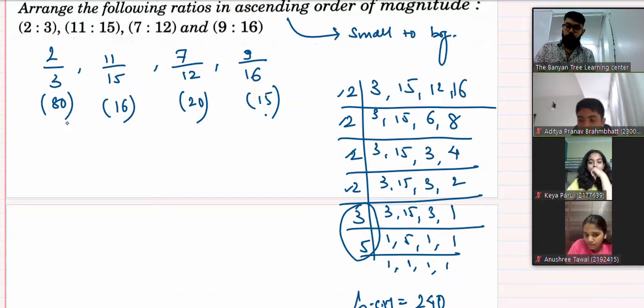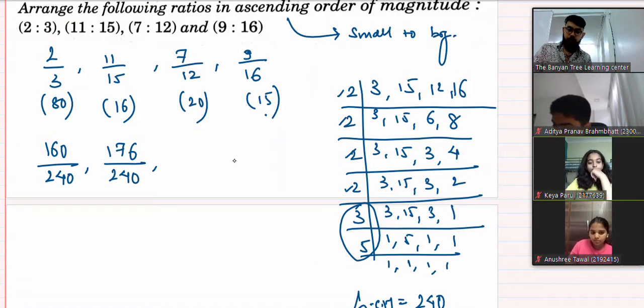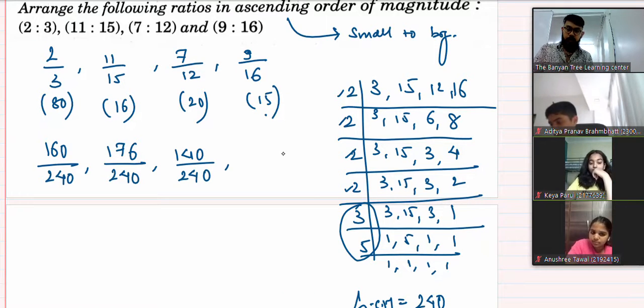So let's multiply. I will need your help, guys. 2 multiplied by 80 is 160 by 240. 11 multiplied by 16, that is 160 plus 16, 176 by 240. Is it correct? Yes, sir. Okay, then the next one will be 20 times 7, 140 by 240. And the last one, 15 nines are 135 by 240.